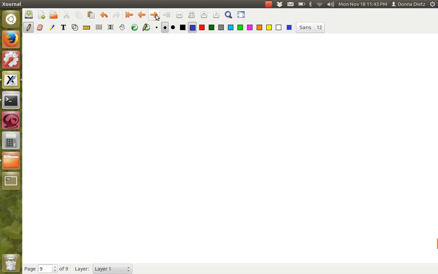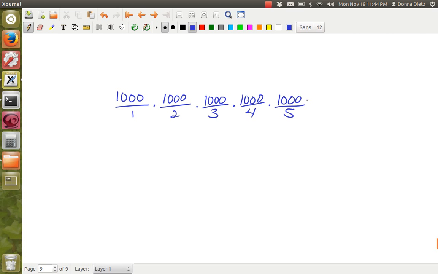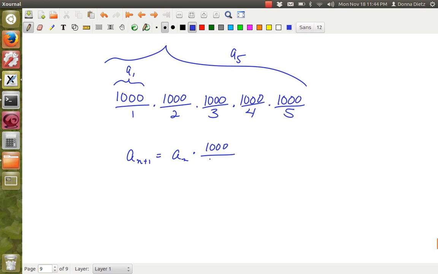Another way to think about this, when you first start building this: 1,000 over 1, and then 1,000 over 2, times 1,000 over 3, times 1,000 over 4, and for a long time the thousands are building, so this whole thing keeps building. So just this piece is a sub 1, this piece altogether is a sub 5, right? So a sub n plus 1 is a sub n times 1,000 over n plus 1. So you just keep building, building, building.